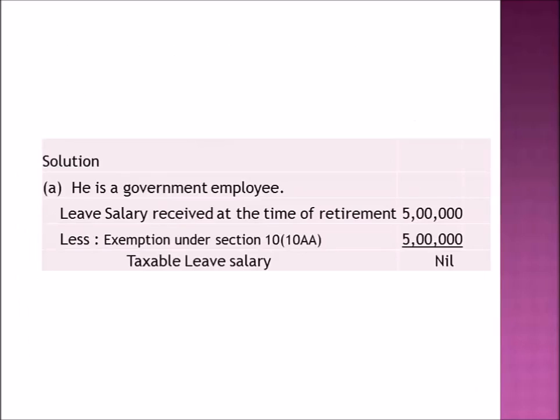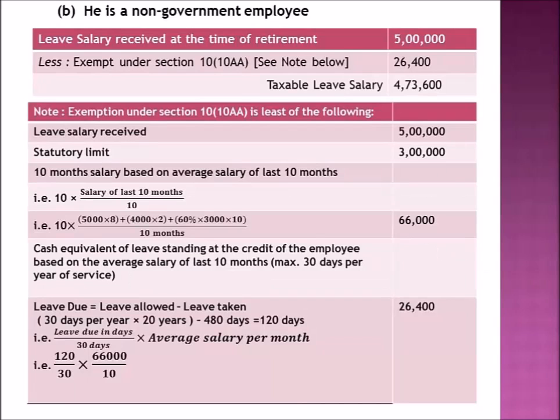Let us see the solution. If he is a government employee, then we all know that the total leave salary received by him will be exempted. So this is very easy to compute in case of government employees. We deduct the full leave salary received from the leave salary received. Therefore, the taxable leave salary left is nil. So in case of government employees, it is very easy to compute the exemption of leave encashment.